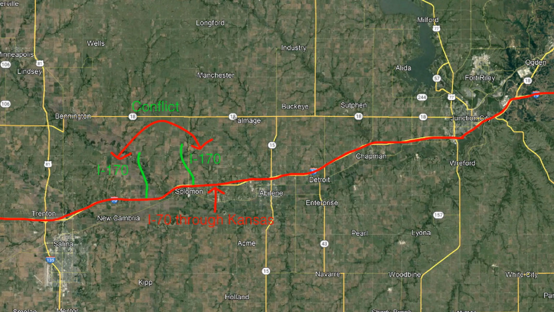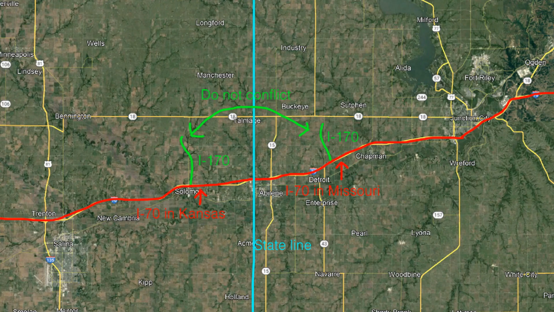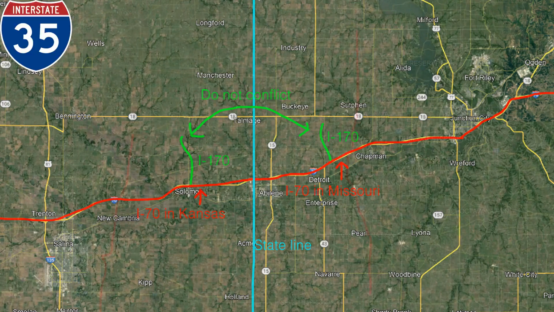Something important to note is that a single state cannot contain 2 auxiliary interstates with the same number. There can't be 2 I-170s in one state, though there can be as many I-170s as states I-70 goes through. Now with that important context out of the way, let's get into Oklahoma's interstates.